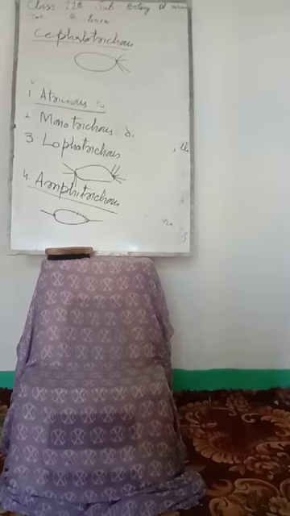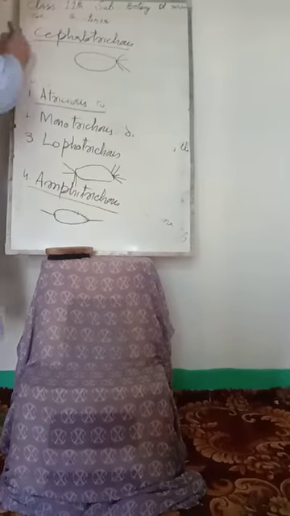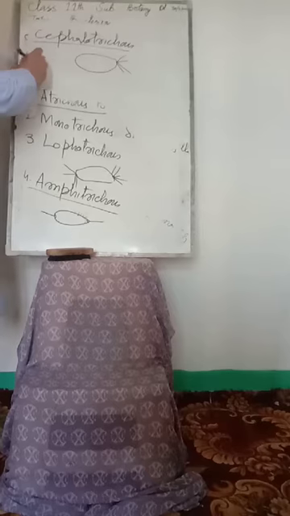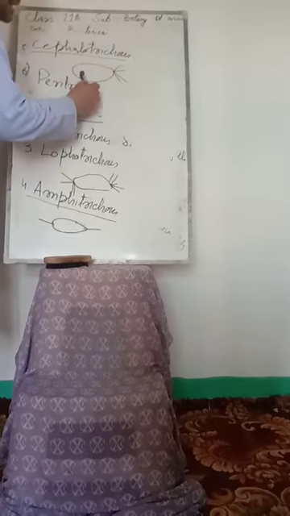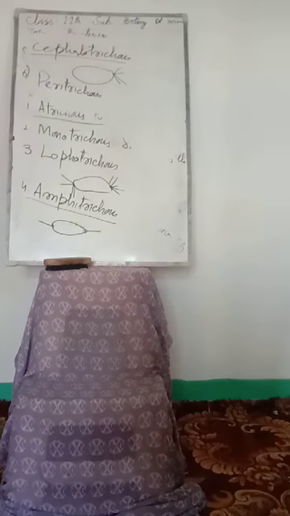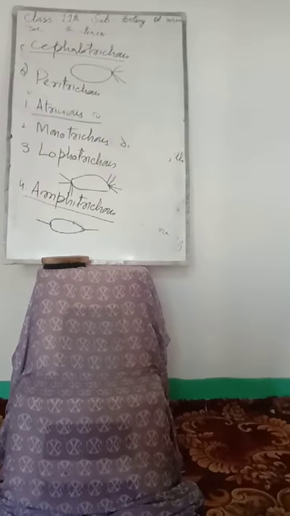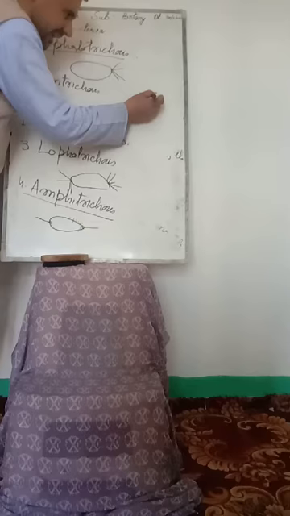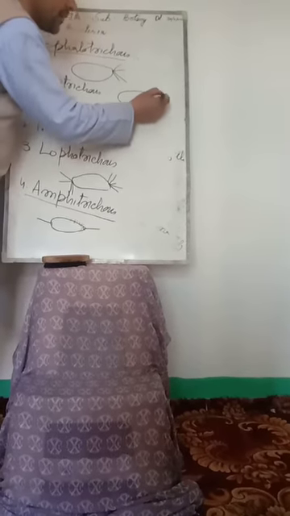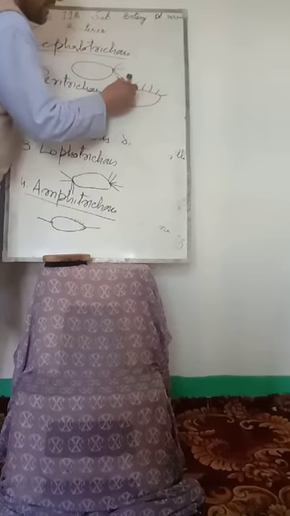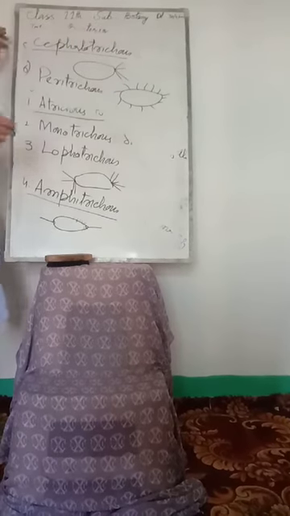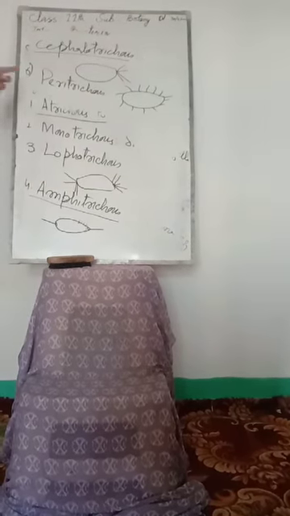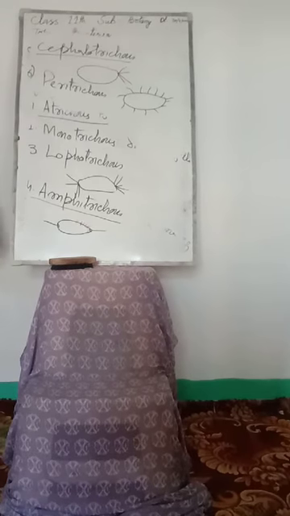After that, we have sixth bacteria, that is Peritrichous bacteria. Peritrichous means when flagella are present all over the body of the bacterial cell. Then such a bacteria is called Peritrichous bacteria.